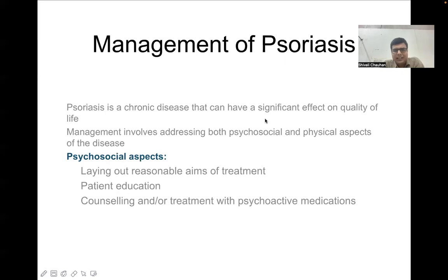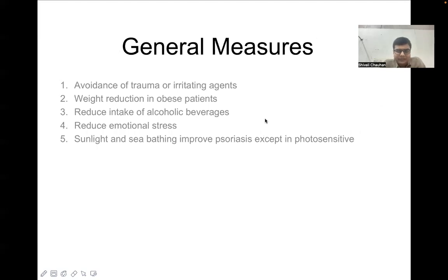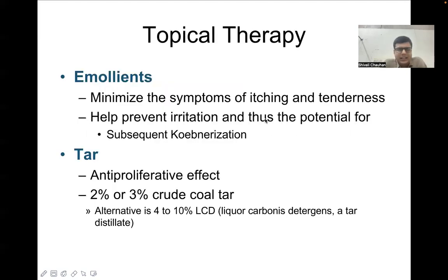How can we manage it? Psoriasis is a chronic disease that has a significant effect on quality of life. Management involves addressing both psychological and physical aspects of the disease. What are the psychological aspects? Laying out reasonable aims of treatment, patient education, counseling, and treatment with psychoactive medications. General measures like avoidance of trauma or irritating agents, weight reduction in obese patients, reduce intake of alcoholic beverages, reduce emotional stress, sunlight and sea bathing improve psoriasis except in photosensitive psoriasis.